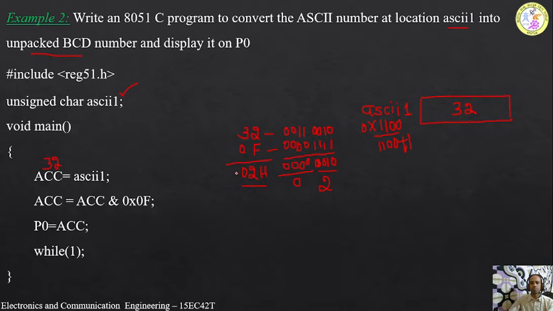Therefore 02 is the number, and that 02 is sent to port 0. Therefore the ASCII to BCD equivalent, unpacked BCD equivalent of 32 is what? Unpacked BCD of 32 is nothing but 02 hexadecimal, and that is sent to P0, port 0.